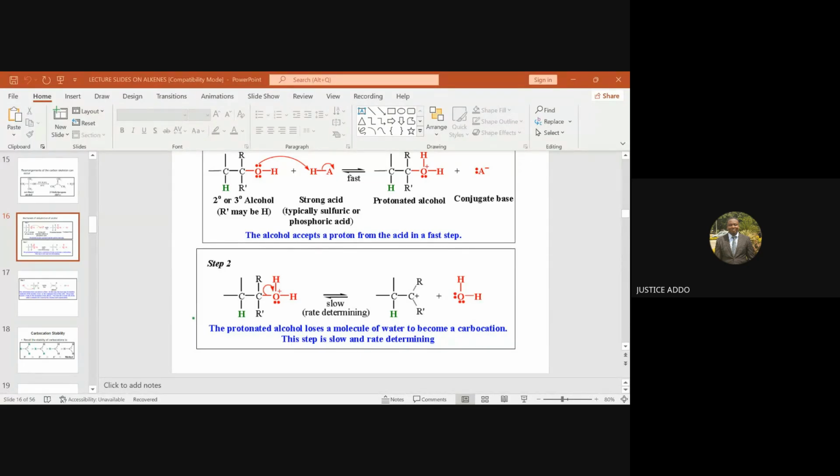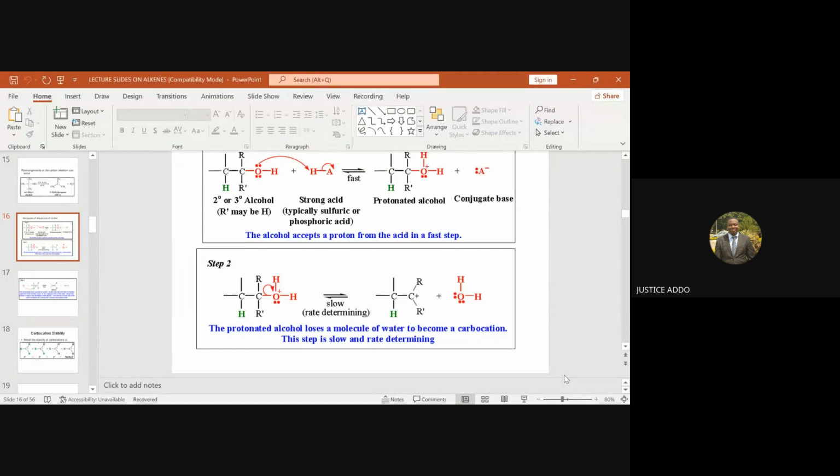Okay, so that is the second step, the formation of what? The carbocation. Now, please, somebody will ask, what is a carbocation? If you look on the screen, you could see that there's a positive charge on the carbon where the water was.